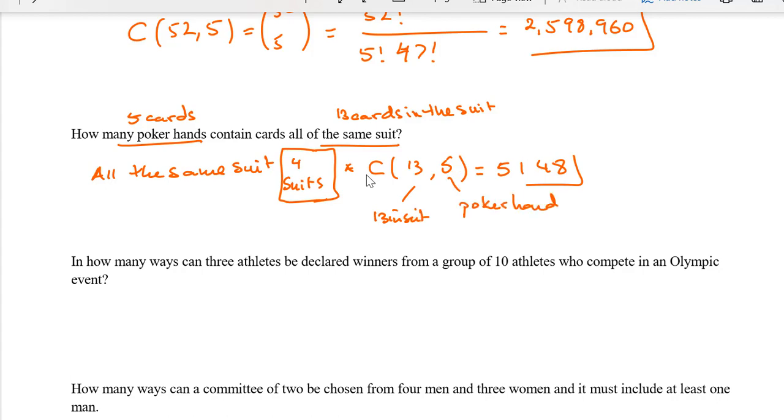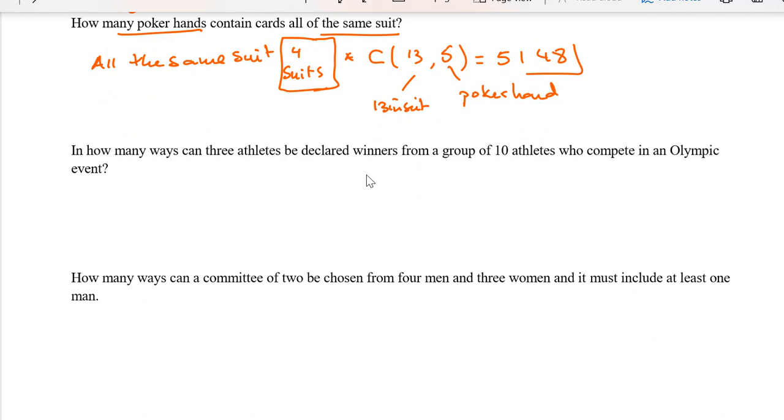Let's see the next example. How many ways can 3 athletes be selected as winners from a group of 10 athletes who compete in an Olympic event? So again, even though we're talking about athletes, I did not mention anything about who's going to be first, second and third. So this is a combination. We just need 3 out of 10, which is a combination 3 out of 10, which is 120.